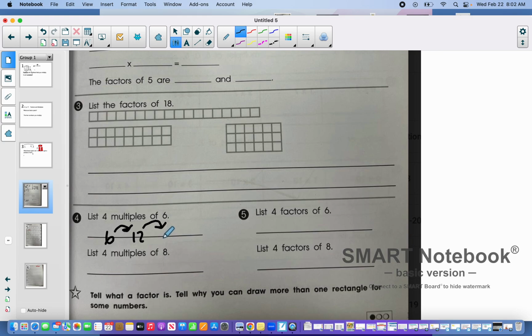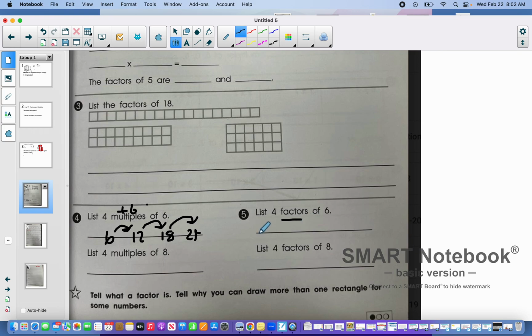Welcome back. Did you get 18? Yes, that's the next multiple. Add 6 to 18. Click pause. Did you get 24? That's the next multiple. So all we're doing here is we're adding 6, adding 6, adding 6. That's the multiple.